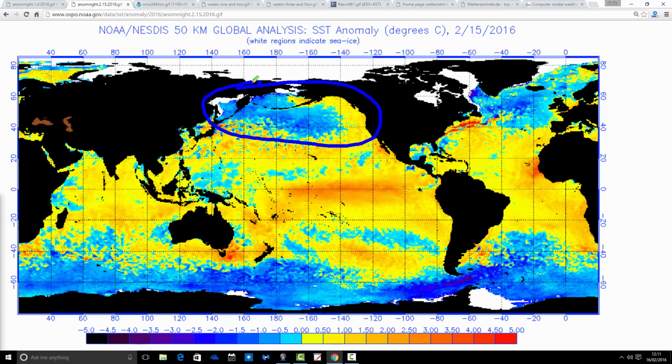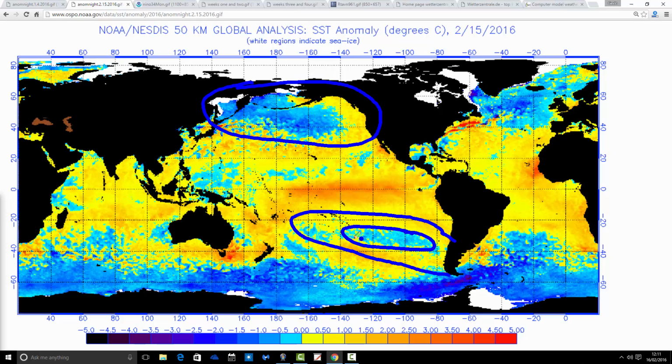Now, to really see a cold event, which is a La Nina event in the equatorial Pacific, we want to find these cold sea surface temperature anomalies beginning to gather around here. We haven't got a great deal of evidence of that just yet. So if we start to see this blue area here expanding, it's quite small at the moment.